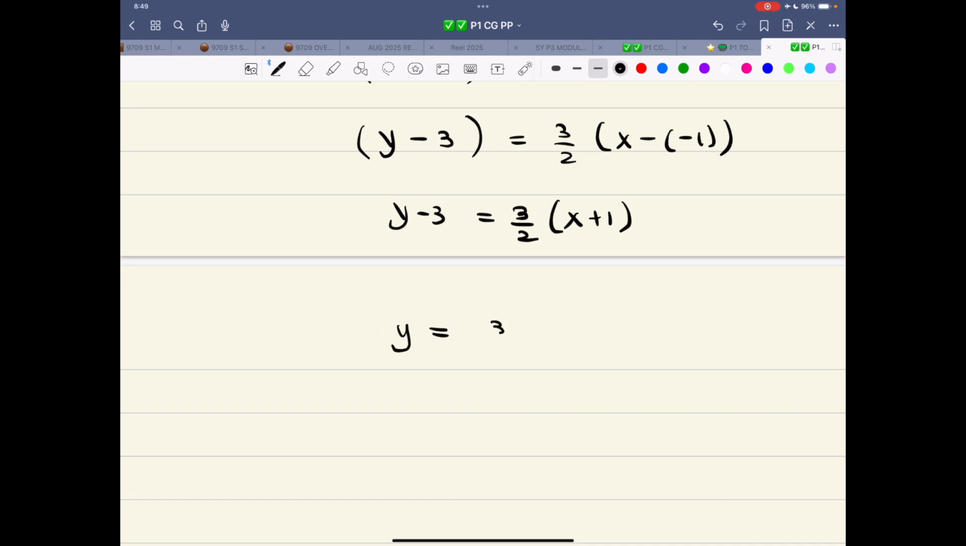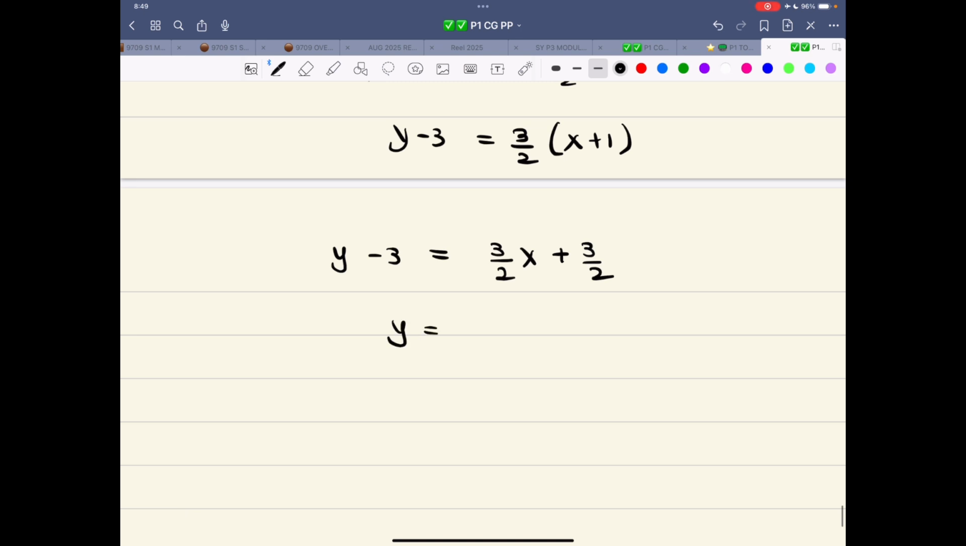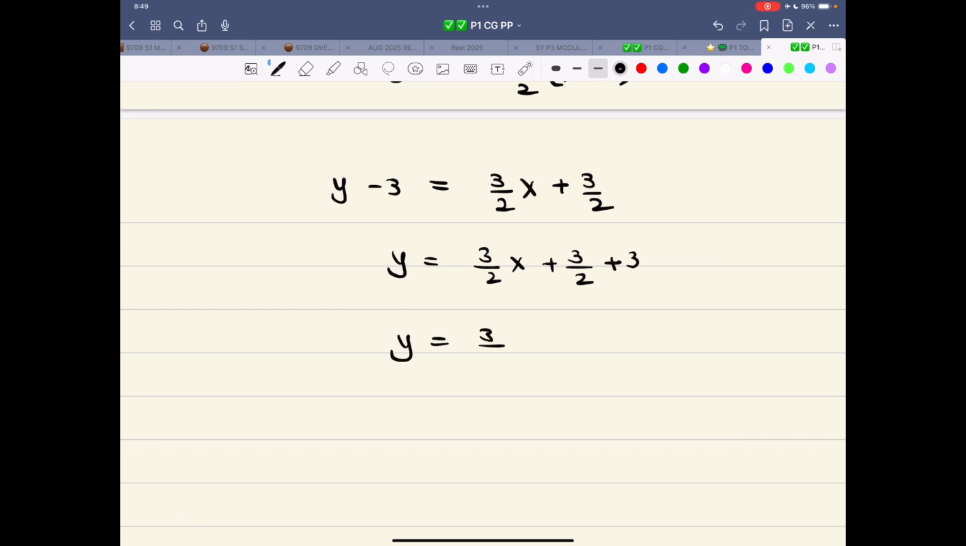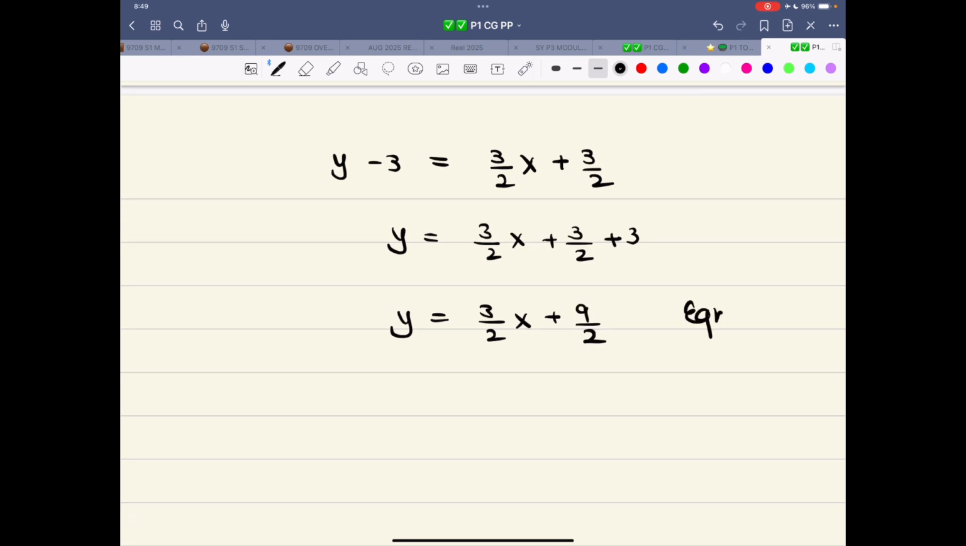Y is equal to 3 over 2x plus 3 over 2. And hold for a second, don't forget the negative 3. This is y minus 3. So therefore, y is equal to 3 over 2x plus 3 over 2 plus 3. Y is equal to 3 over 2x plus 1.5 plus 3, that is 4.5, which is 9 over 2. So this is the equation of the perpendicular bisector.